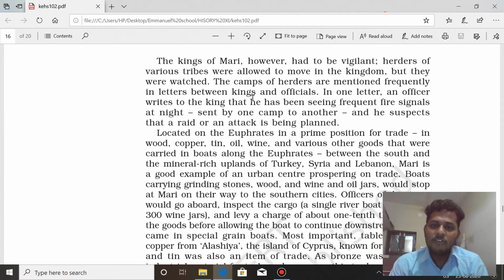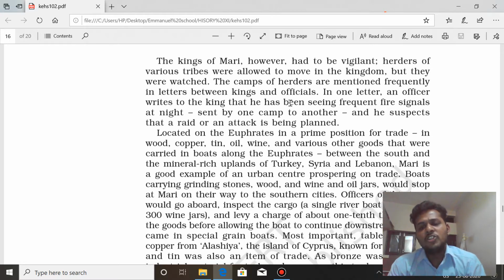So herders were allowed to move, but they were watched. They were being supervised, and the camps of the herders are mentioned frequently in letters between kings and the officials. In one letter, the officer writes to the king that he has been seeing frequent fire signals at night sent by one camp to another. He suspects a raid can be conducted.